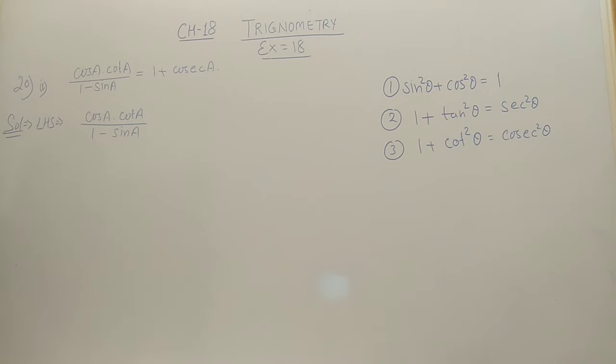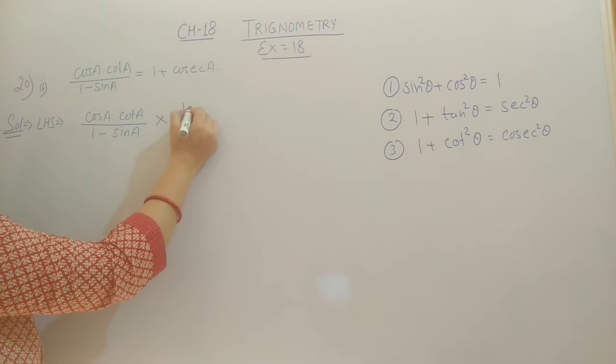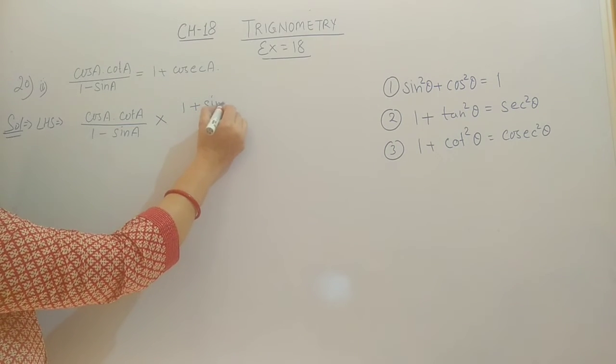20th second part: cos A into cot A divided by 1 minus sin A is equal to 1 plus cosec A. Left side we have taken here. Right side we don't want this denominator, it means we have to eliminate it. So to eliminate it, we will multiply with 1 plus sin A up and down.